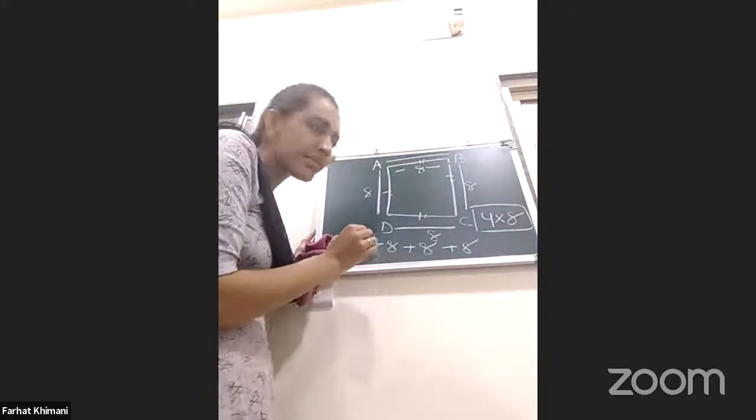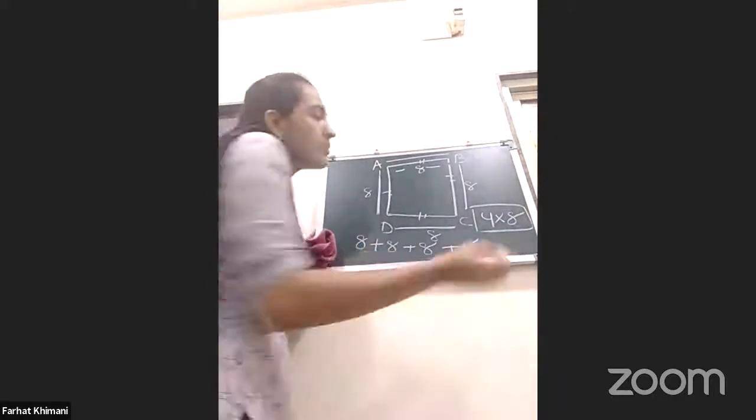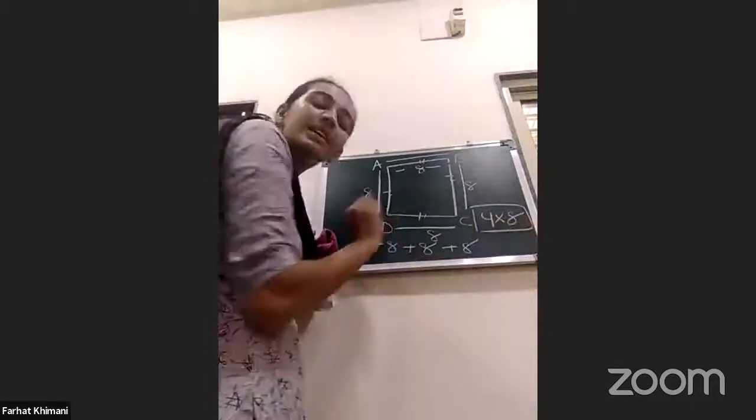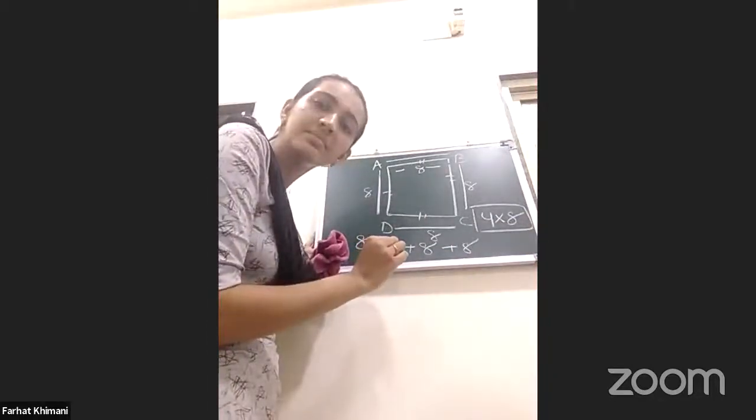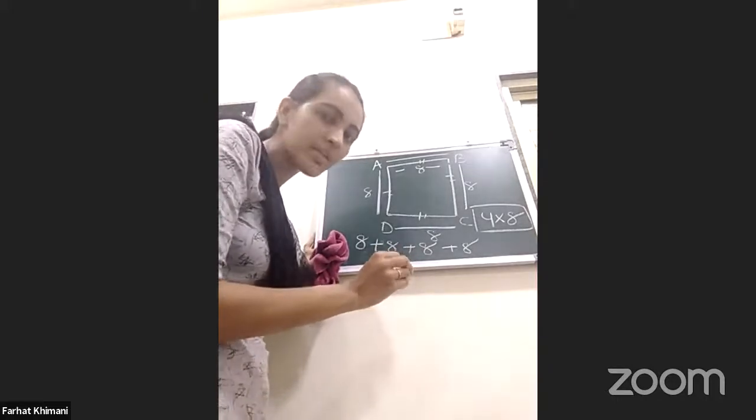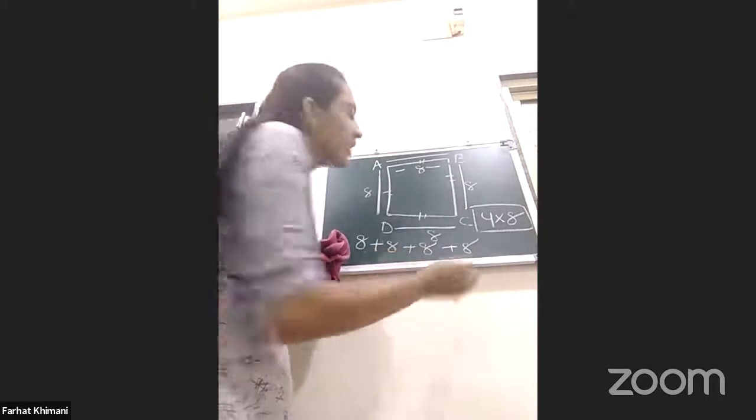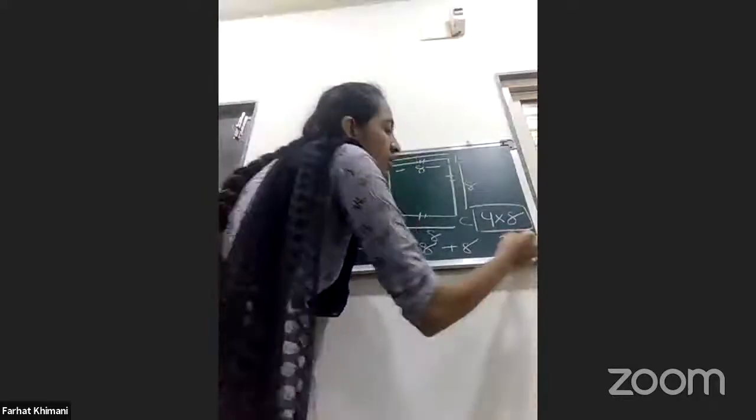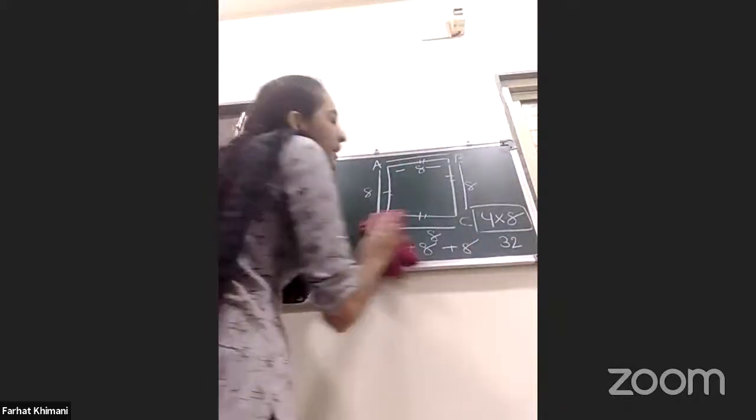So what will we get for the perimeter of the square? 8 fours are, you know the table of 8, 32. The perimeter of this square is 32.